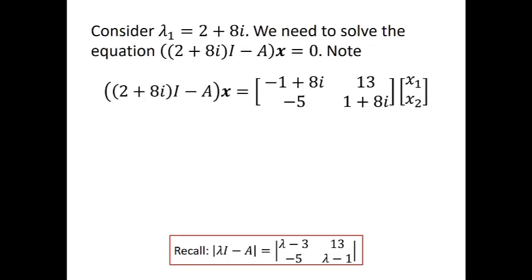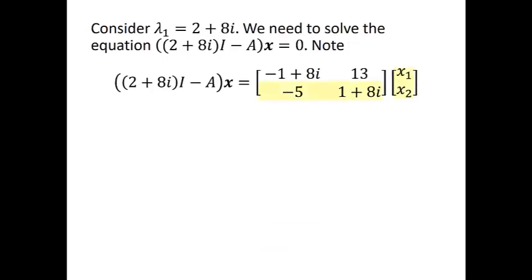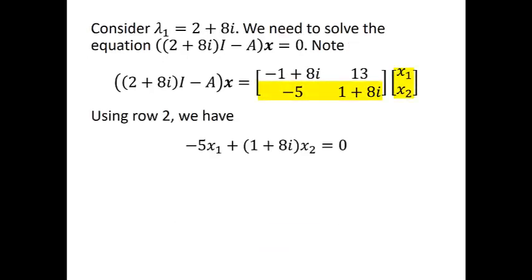Now, you can use either the first row or the second row moving forward. If we use the second row, this tells us that negative 5x1 plus (1 plus 8i) x2 must equal 0. And if we solve that equation for x1, we see that x1 is (1 plus 8i) x2 divided by 5.